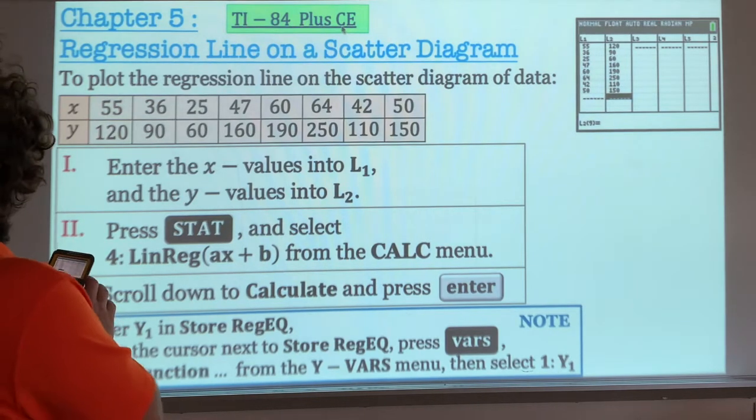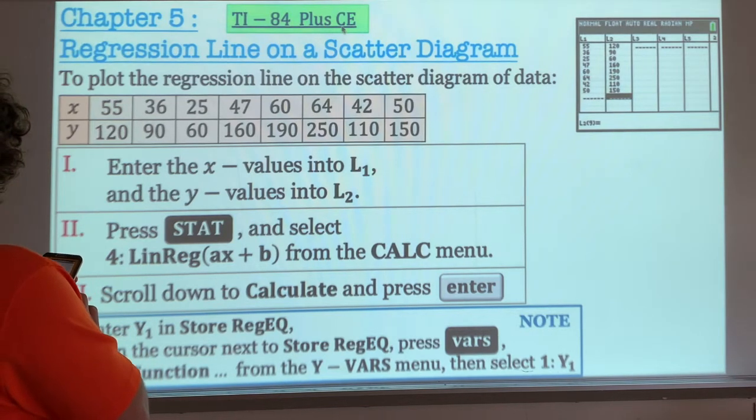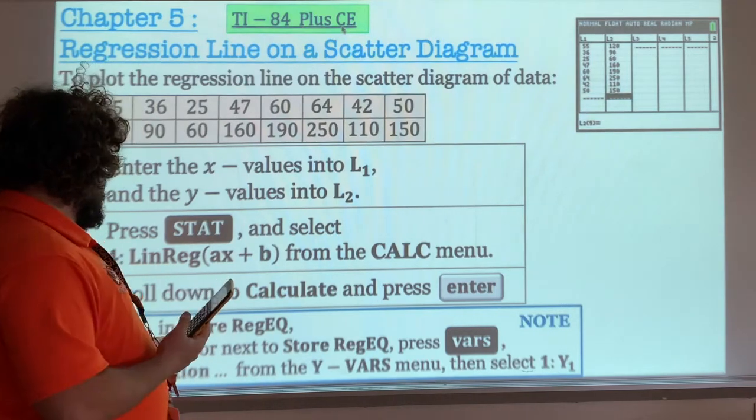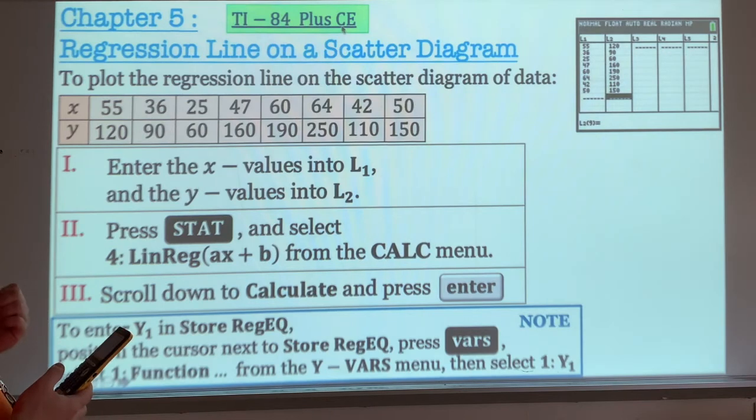So now I'm going to press stat, calc, Lin Reg. All right, I got my regression coefficient. Now to enter y1 into store reg equation, position the cursor next to store reg equation, press vars. Select function from the vars manager, press 1 y1. So you can actually store these values.